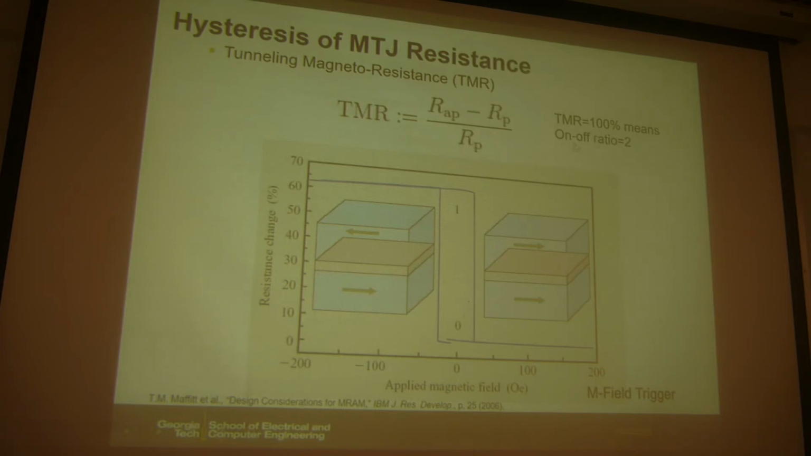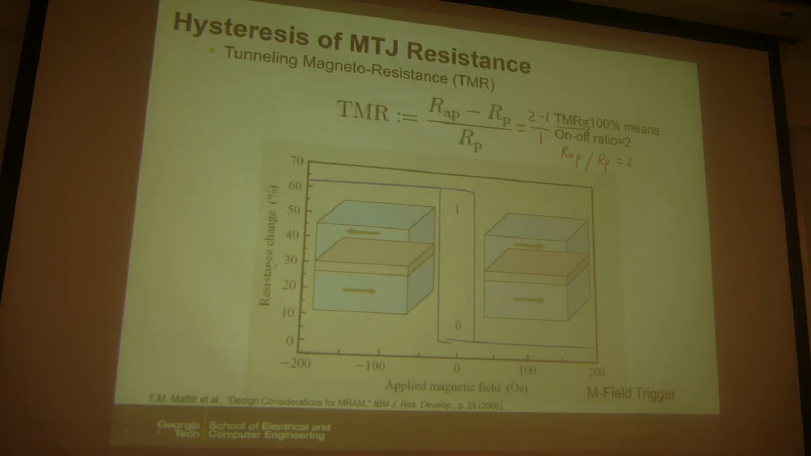And if the on-off ratio, that means RAP divided by RP, is 2, if you do that, then it's like 2 minus 1 divided by 1. So that gives you 100%. So if you look at the literature, it says like 100% TMR ratio. That means on-off ratio actually is 2.